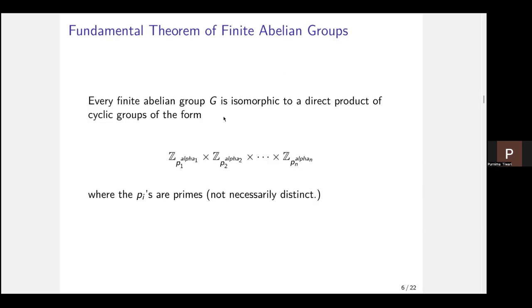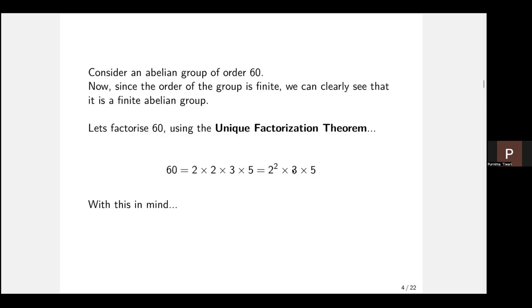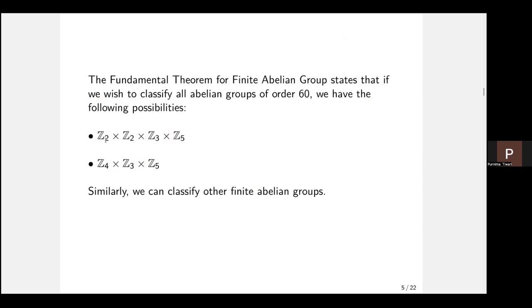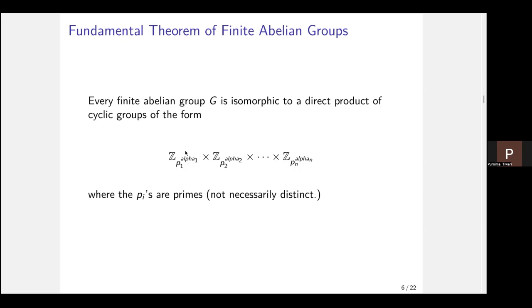This is the more rigorous, more formal way to state it, which is every finite abelian group G is isomorphic to a direct product of cyclic groups of the form Zp1^alpha1 cross Zp2^alpha2 cross and so on up to Zpn^alphan, where the pi's are primes, not necessarily distinct. When we go back to this example, we see that here 2 is a prime, 2 is again a prime, 3 is a prime, and 5 is a prime. Here, 4 is not a prime, but 2 to the power 2, where 2 is a prime, and 2 becomes alpha, which is the power raised here.